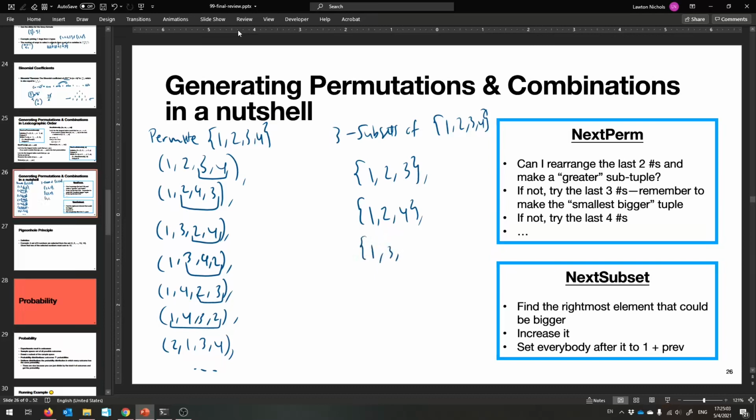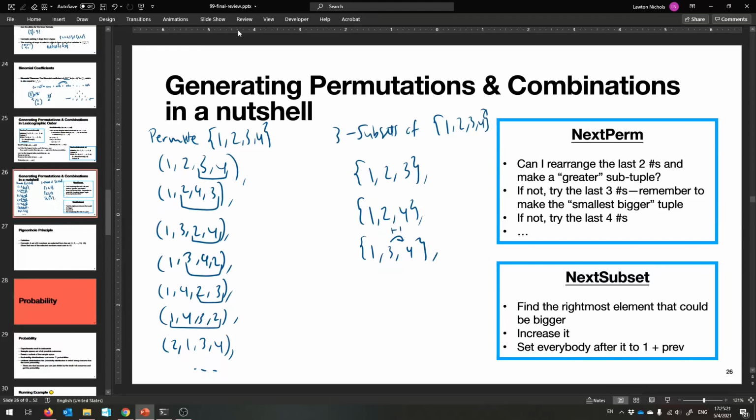And then what needs to come next is not 2, because we've got this up here already. Everybody that comes after the one you increased is always 1 plus the previous one. So now it becomes 4. 1, 3, 4. That's your next subset. Set everybody after it to 1 plus the previous one.